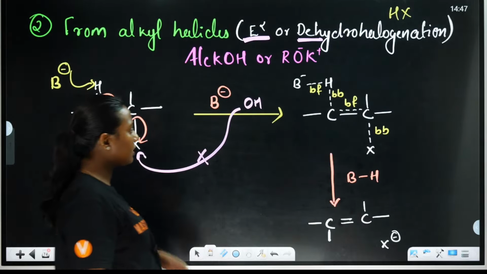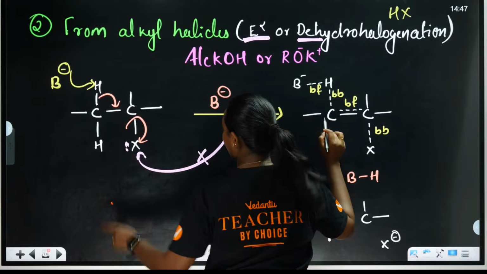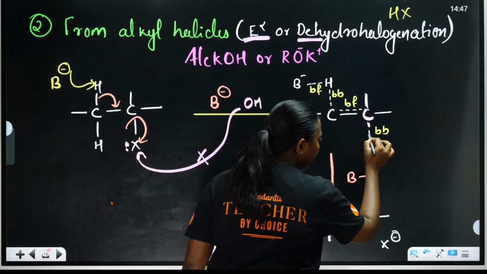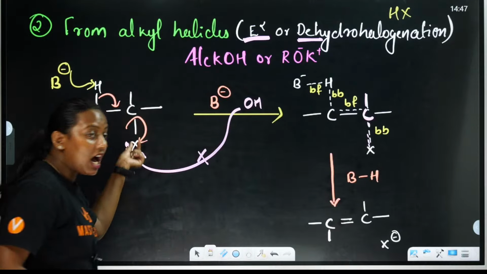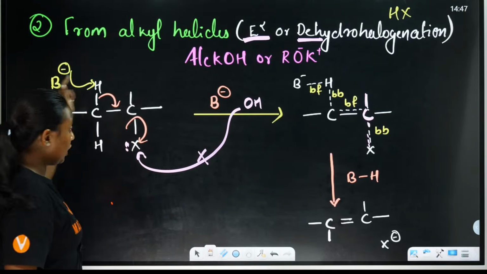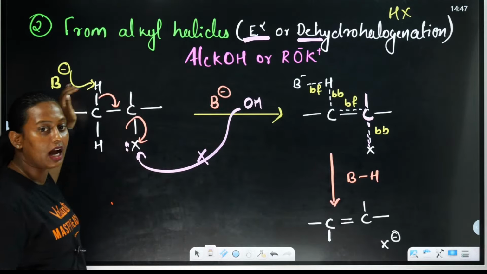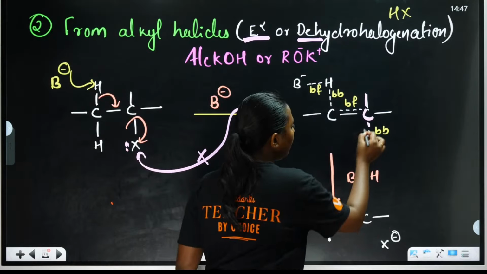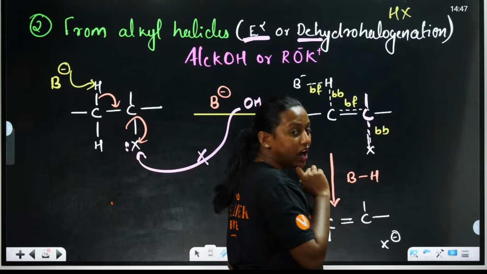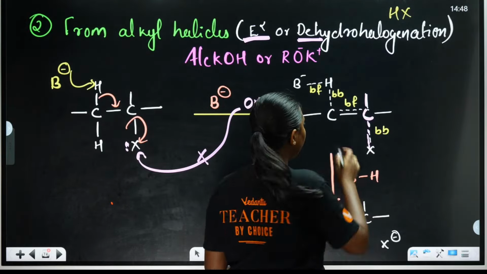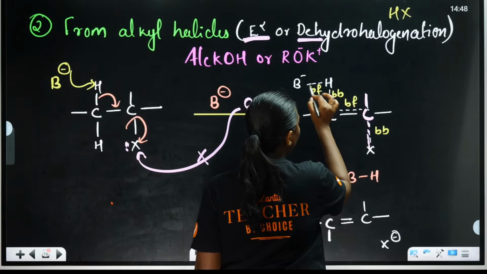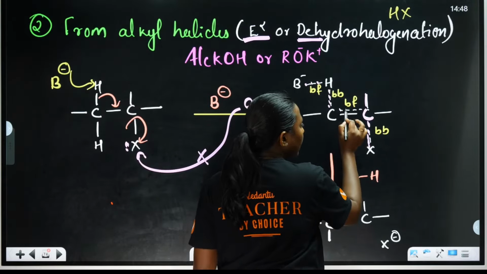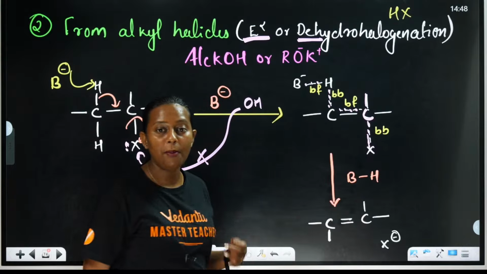So let's see. Here the same bond, the same C-C, and here also you can see this bond is partially breaking. If OH minus attacks hydrogen, what will happen? So this bond will become a partial bond, and here also it will form a partial bond. Here this double bond will also form a partial bond.